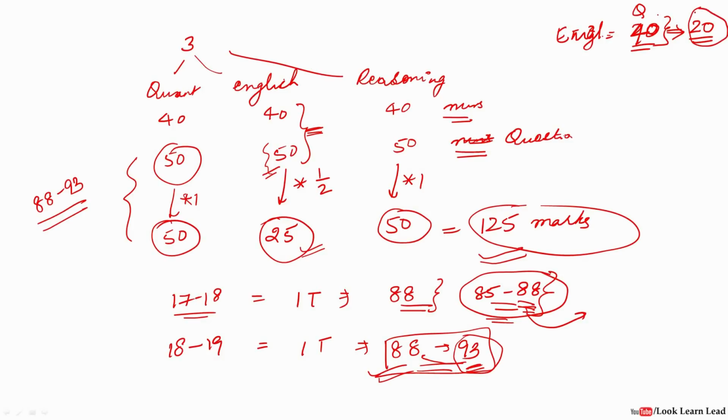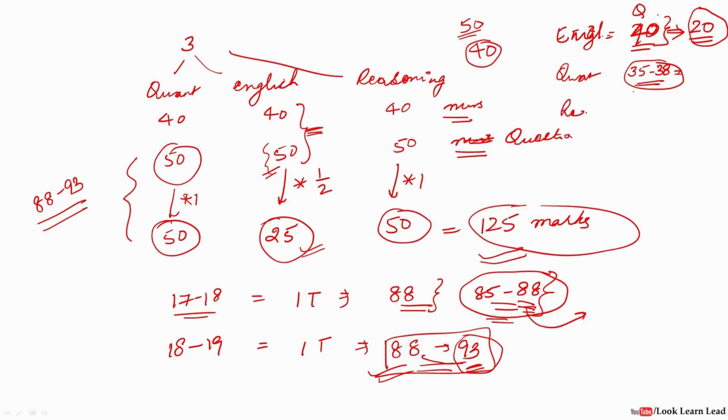So 20 marks you have to score in English. If you are weak in English, then what you have to do is, the marks which you have scored less in English, you have to cover it up in Quant. Now for Quant, just see the questions, we have 50 questions and 40 minutes. So 50 questions are there, 40 minutes are there, so you can easily score around 35 to 38 questions. In Quant you can score around 35 to 38 marks.